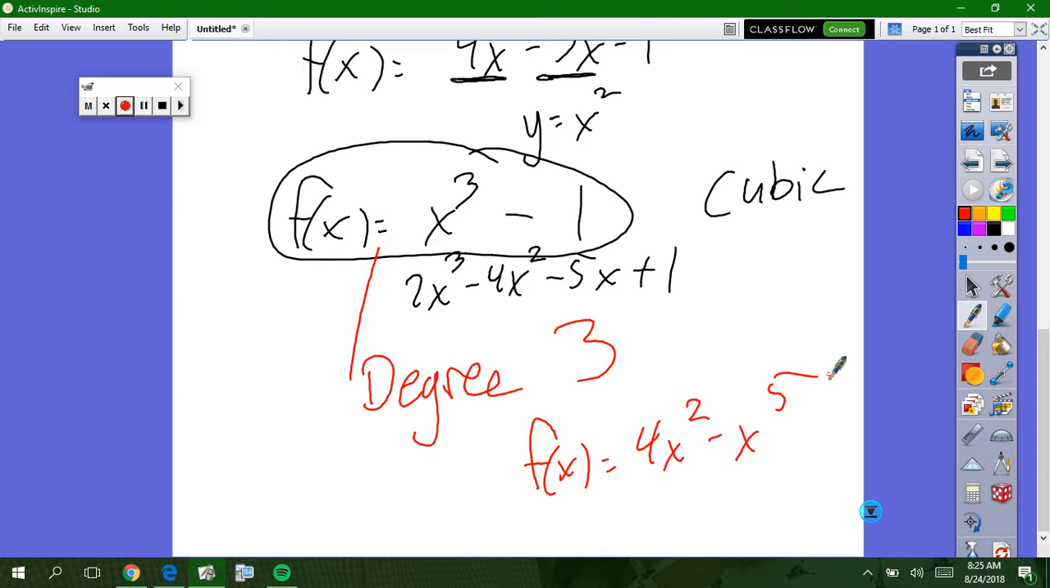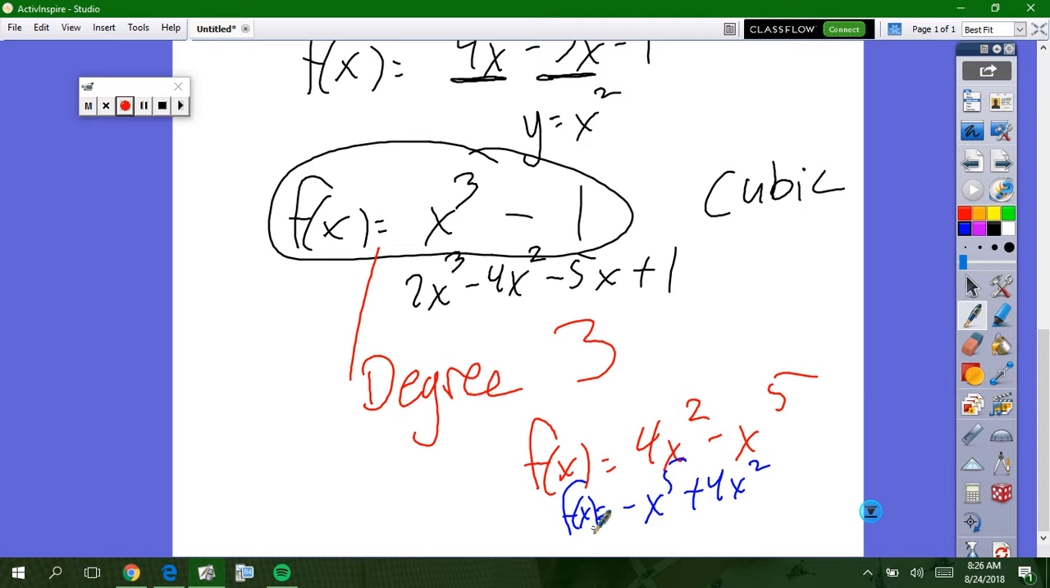Is this in standard form? These aren't, because notice I'm going from decreasing powers down. Is this one? How would I put it in, what's it called? Standard form. Thank you. I just said it, but I lost it. So this way it would be negative x to the 5th plus 4x squared. That would be standard form. Okay? We all good? Nothing hard so far, really, right?